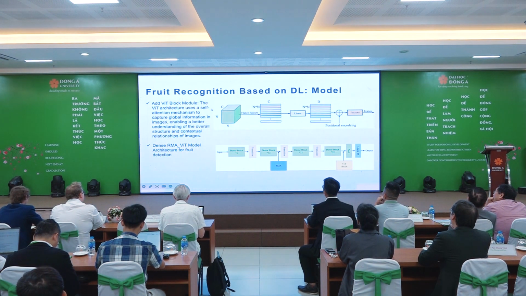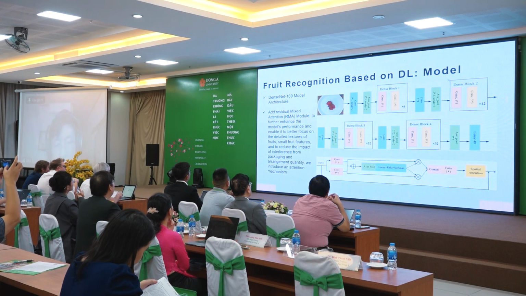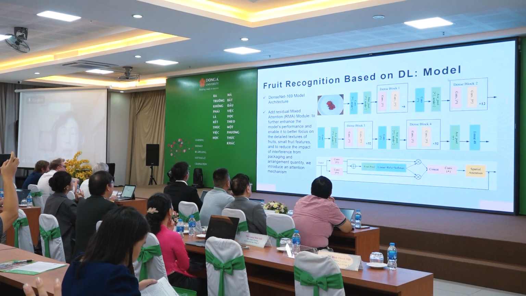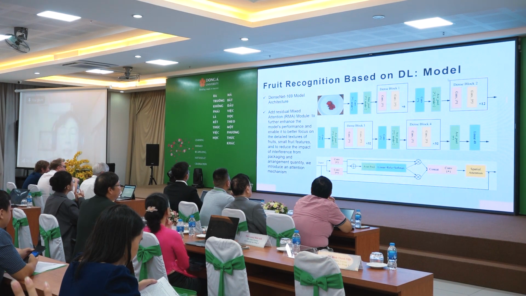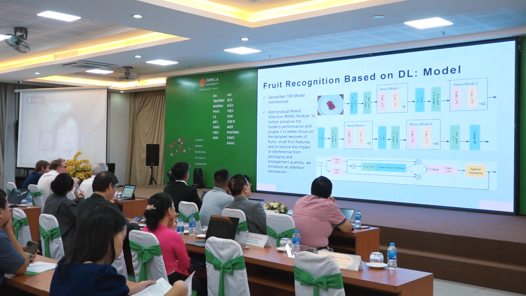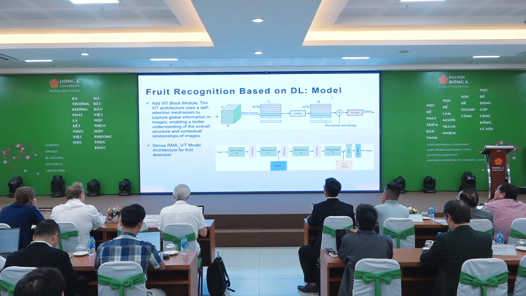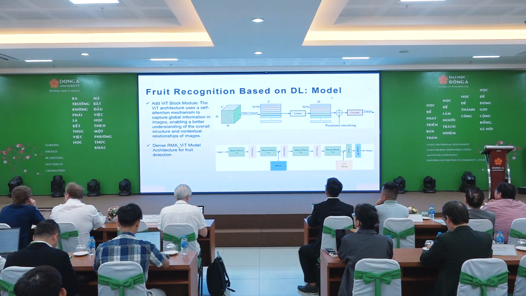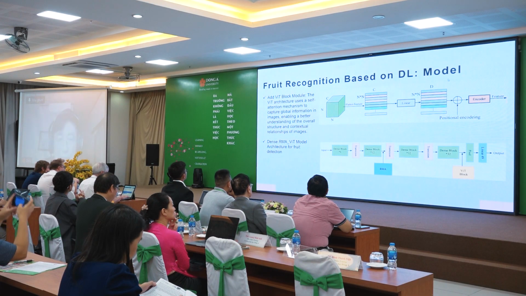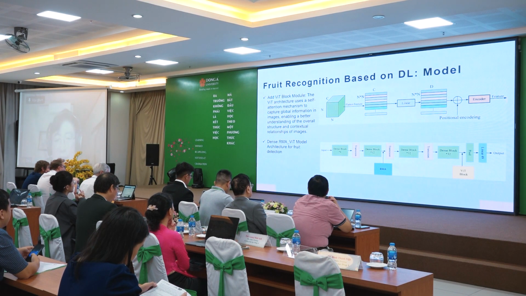Here is the algorithm we are using, the basic algorithm. Basically we are using DenseNet 169, and based on that we are adding Rama in order to have a better focus on the detailed texture, because for different applications we need to know the natural behavior of that fruit and some detailed features. We also add the VIP block in order to have a better understanding of the fruit.